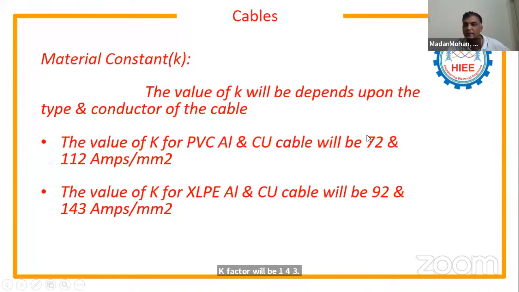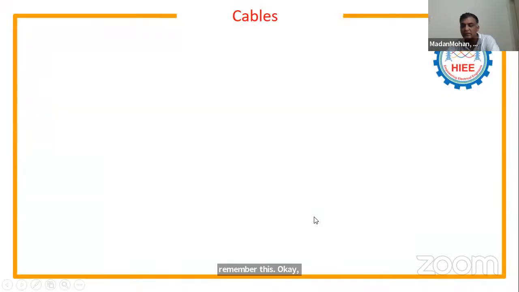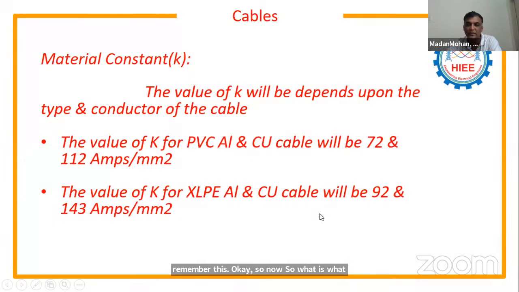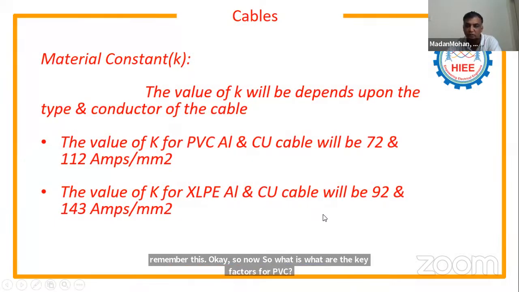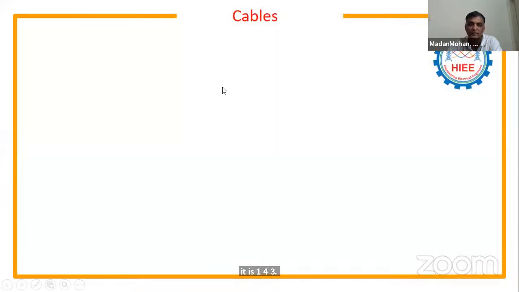This is also very important. You please remember this. Okay. So now, what are the K factors? For PVC, aluminum it is 72, copper it is 112, and if it is XLPE insulation, for aluminum it is 92 and for copper it is 143. So you please remember these values now.